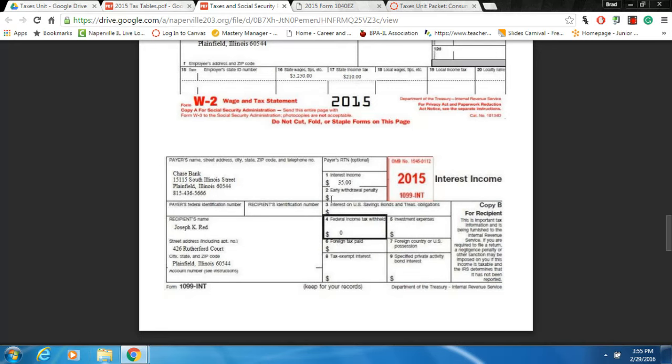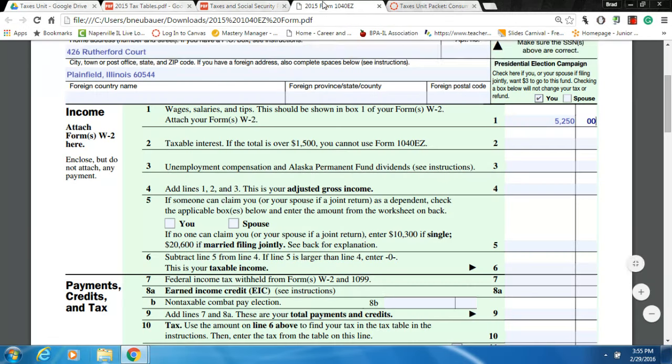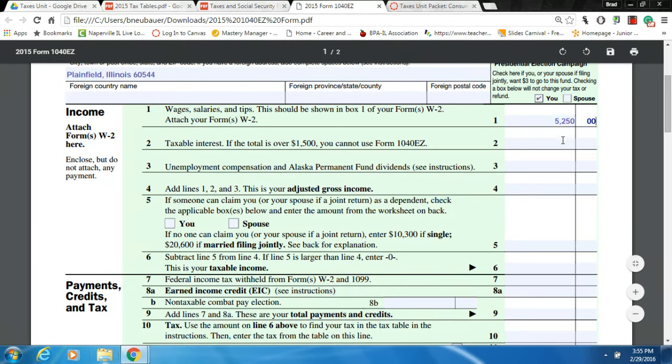They didn't withhold any tax on it, so he has to pay tax on this income. So what you do is you plug that into line 2, $35 of taxable interest. Okay, line 3 is unemployment compensation.